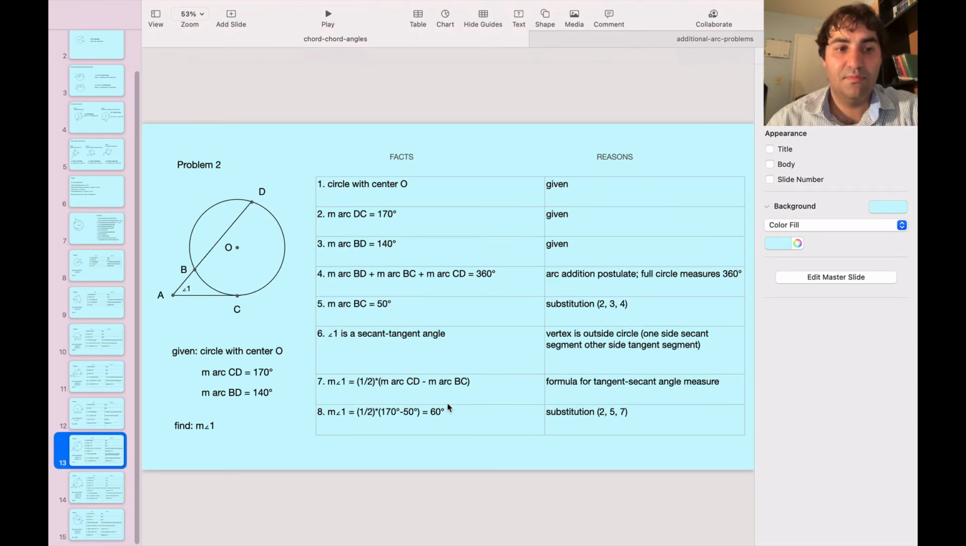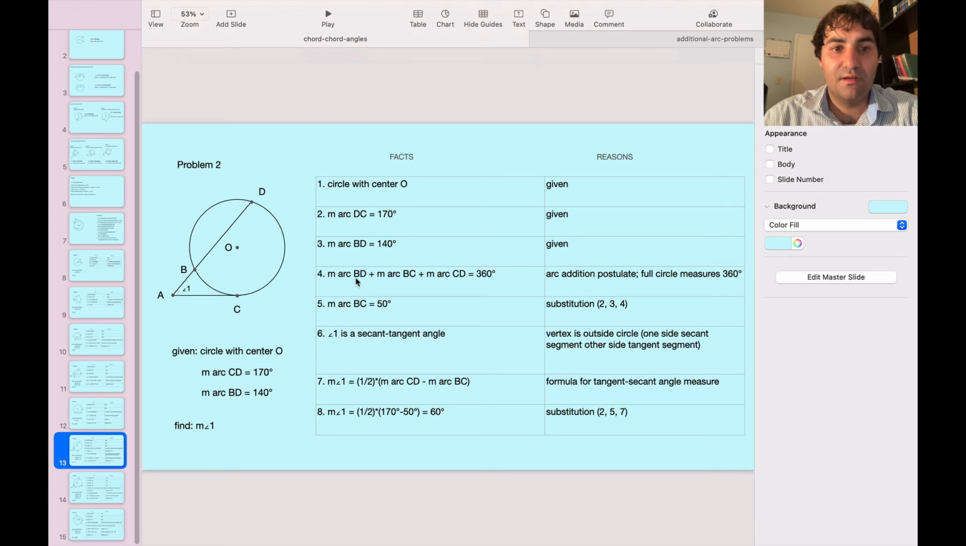So problem 2, given a circle of center O, measure of arc CD equals 170 degrees, measure of arc BD equals 140 degrees. Find the measure of angle 1. So write down what we know, and if we add these 3 arcs together, we should get 360 degrees. So I'm not going to make a distinction which direction we measure the arc. We'll just say it's the same, right?